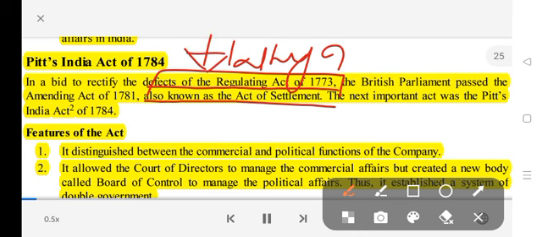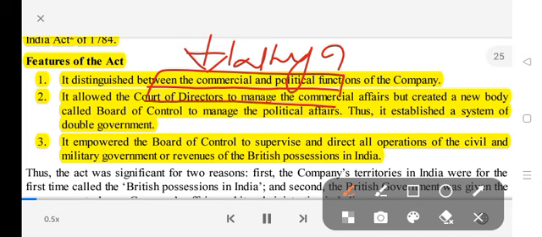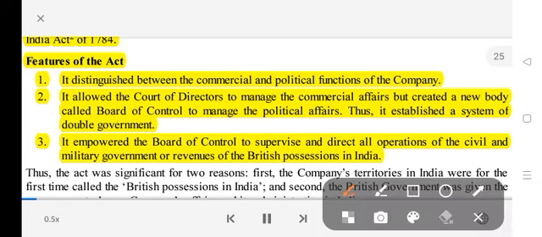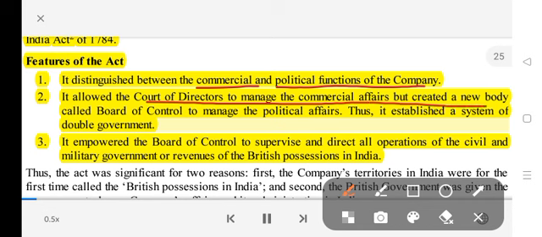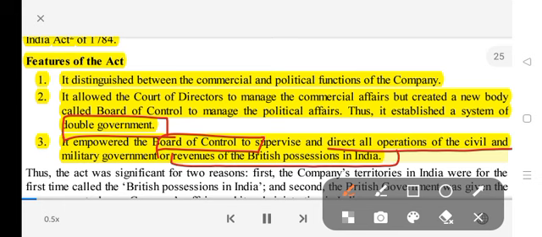Features of the Act. It distinguished between the commercial and political functions of the company. It allowed the Court of Directors to manage the commercial affairs but created a new body called the Board of Control to manage the political affairs. Thus, it established a system of double government. It empowered the Board of Control to supervise and direct all operations of the civil and military government or revenues of the British possessions in India.